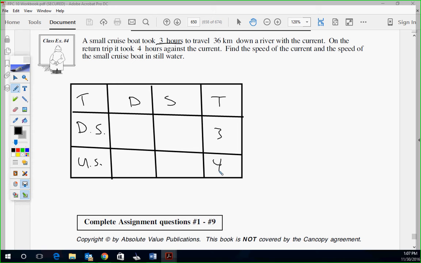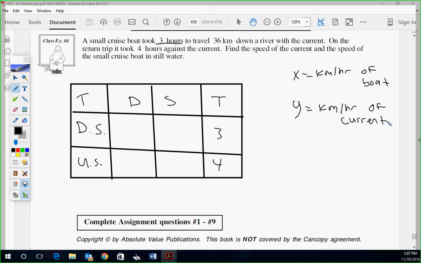Okay, so I'll help you with this. X is going to equal kilometers an hour of the boat. Y is going to be kilometers an hour of the stream, of the current. That's what your x and y are. So x is kilometers an hour of the boat, and y is kilometers an hour of the current.